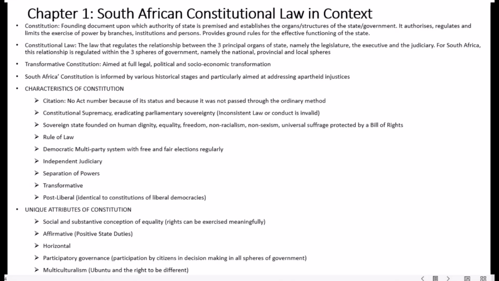What is constitutional law specifically? So it's the law that regulates the relationship between the three principal organs of state, namely the legislature, the executive, and the judiciary. And for South Africa, this relationship is regulated within three spheres of government as well, namely the national, provincial, and local spheres.